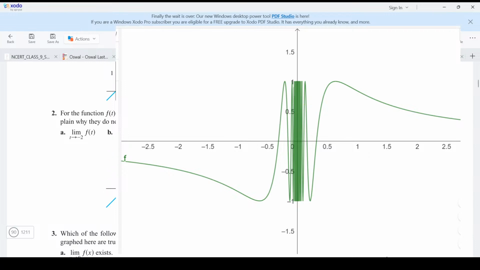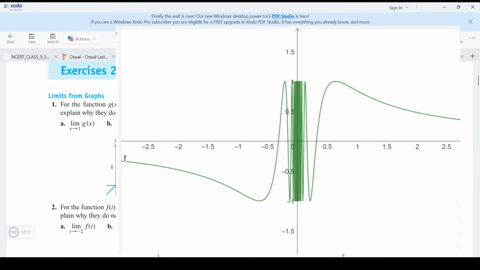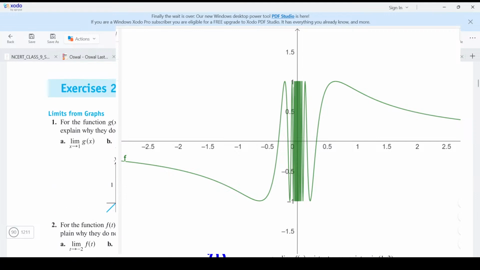So what are we talking about? This and this. Not defined, from one side -1, from the other side 1. That's why it is not defined. Now see here, when x is approaching -1, this and this, what is the limit? 0. f of 0 is 1, it doesn't matter.